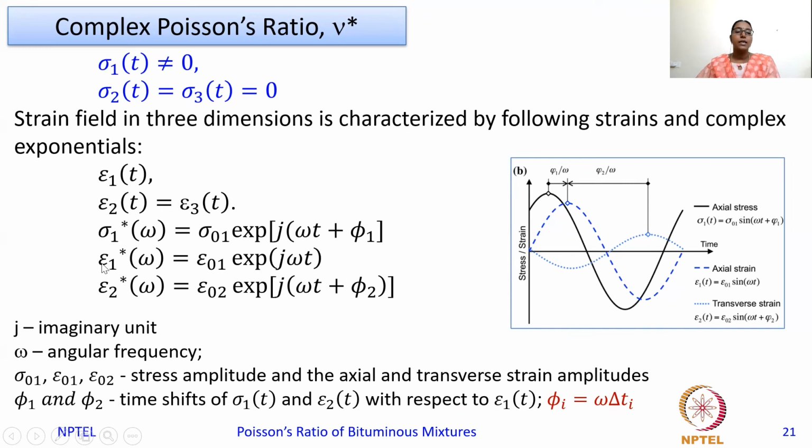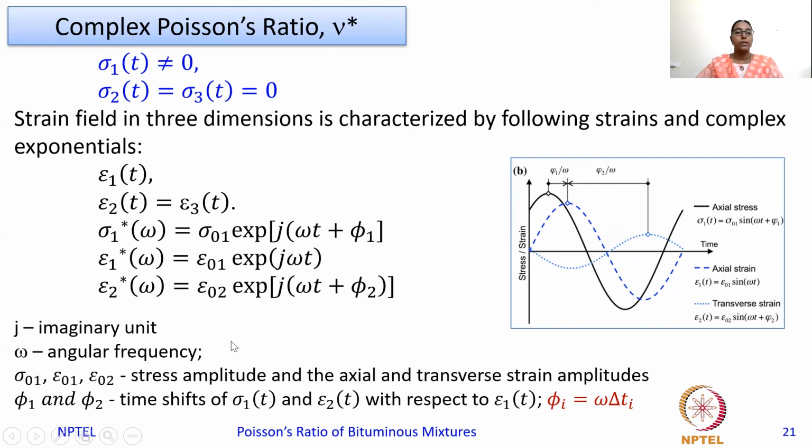As I mentioned, the direction of epsilon 1 is taken as reference, and the other two, the stress in the longitudinal direction and the transverse strain in the other direction, have phase angles of phi 1 and phi 2, which indicate the time shifts of sigma 1 t and epsilon 2 t with respect to epsilon 1 t. Now phi i can be expressed in terms of the time difference as phi i equal to omega delta t i, where j is the imaginary unit and omega is the angular frequency.